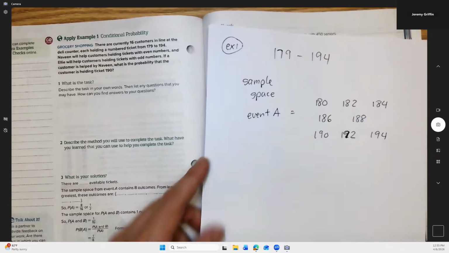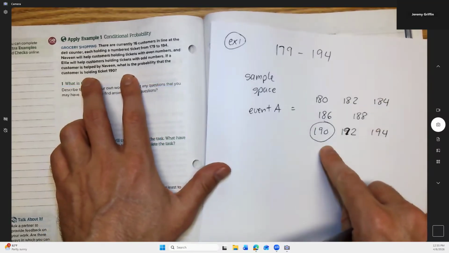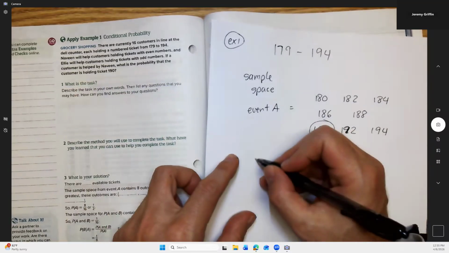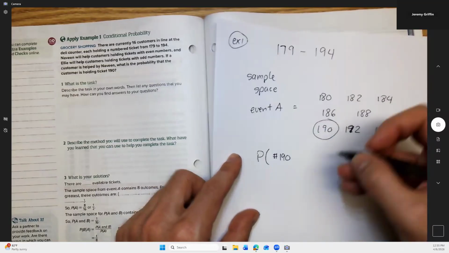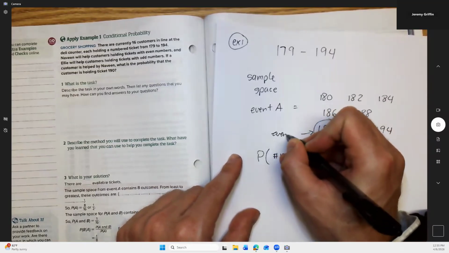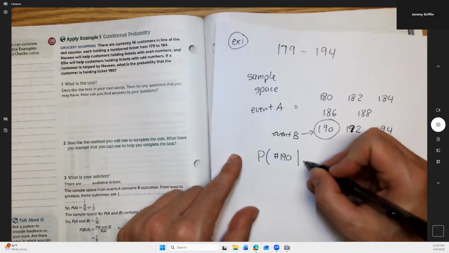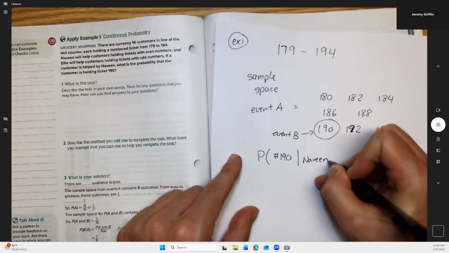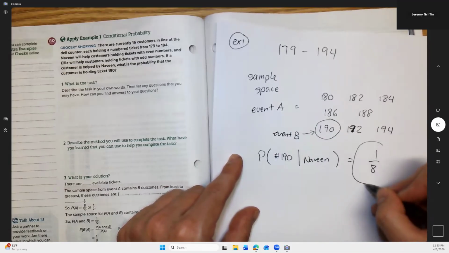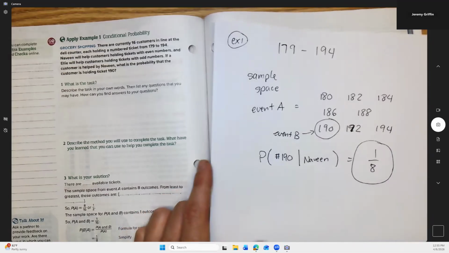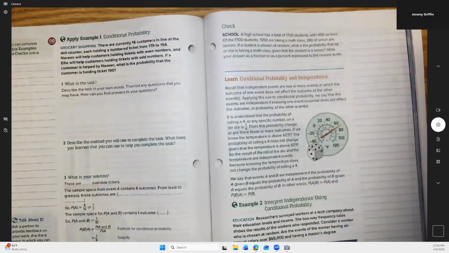So they phrase this: what's the probability that the customer is holding ticket number 190? There's only one ticket 190. So the probability of the number 190, I guess that could be event B. Given that you are helped by Naveen, which means you have one of these 8 tickets, that'd be 1 out of 8. There could be different ways to approach that, but you get it.